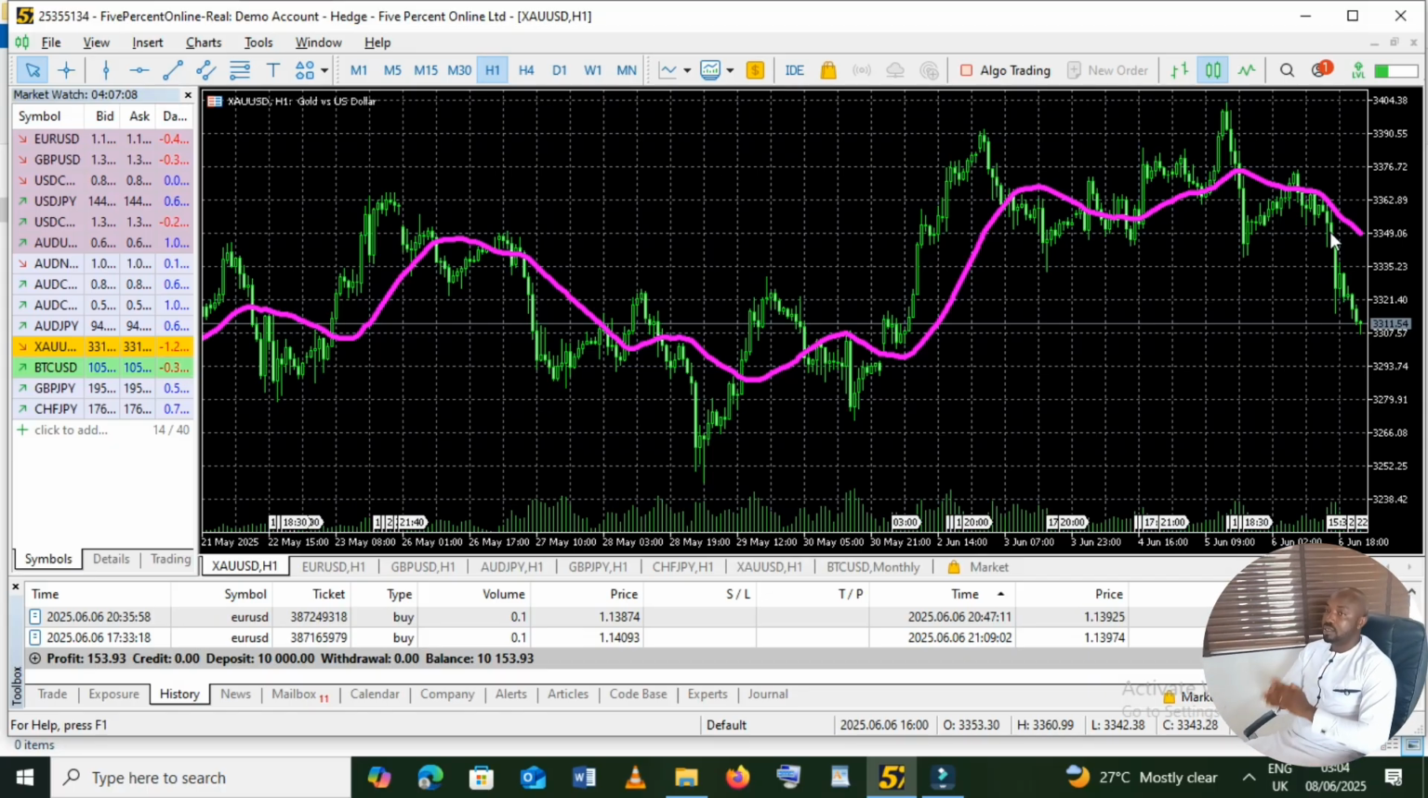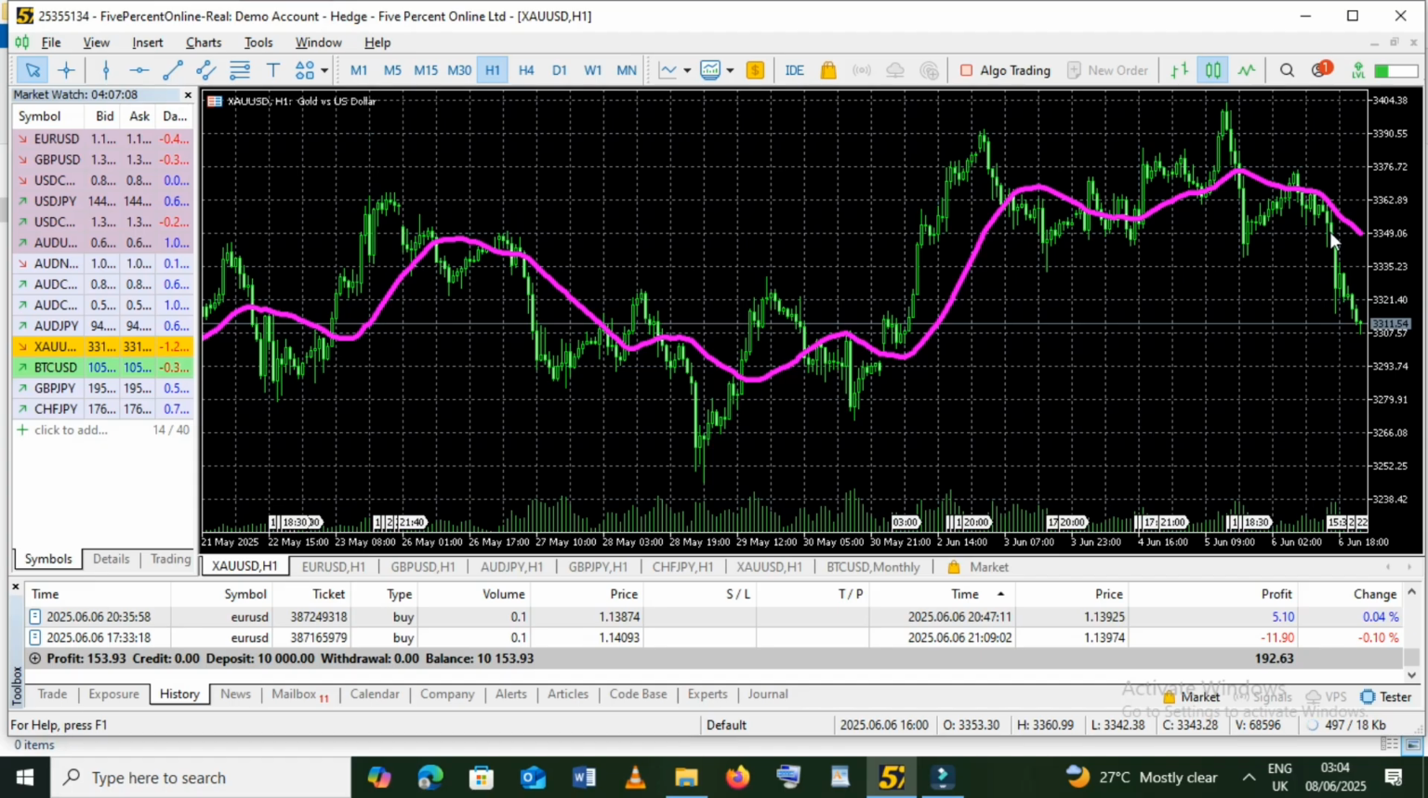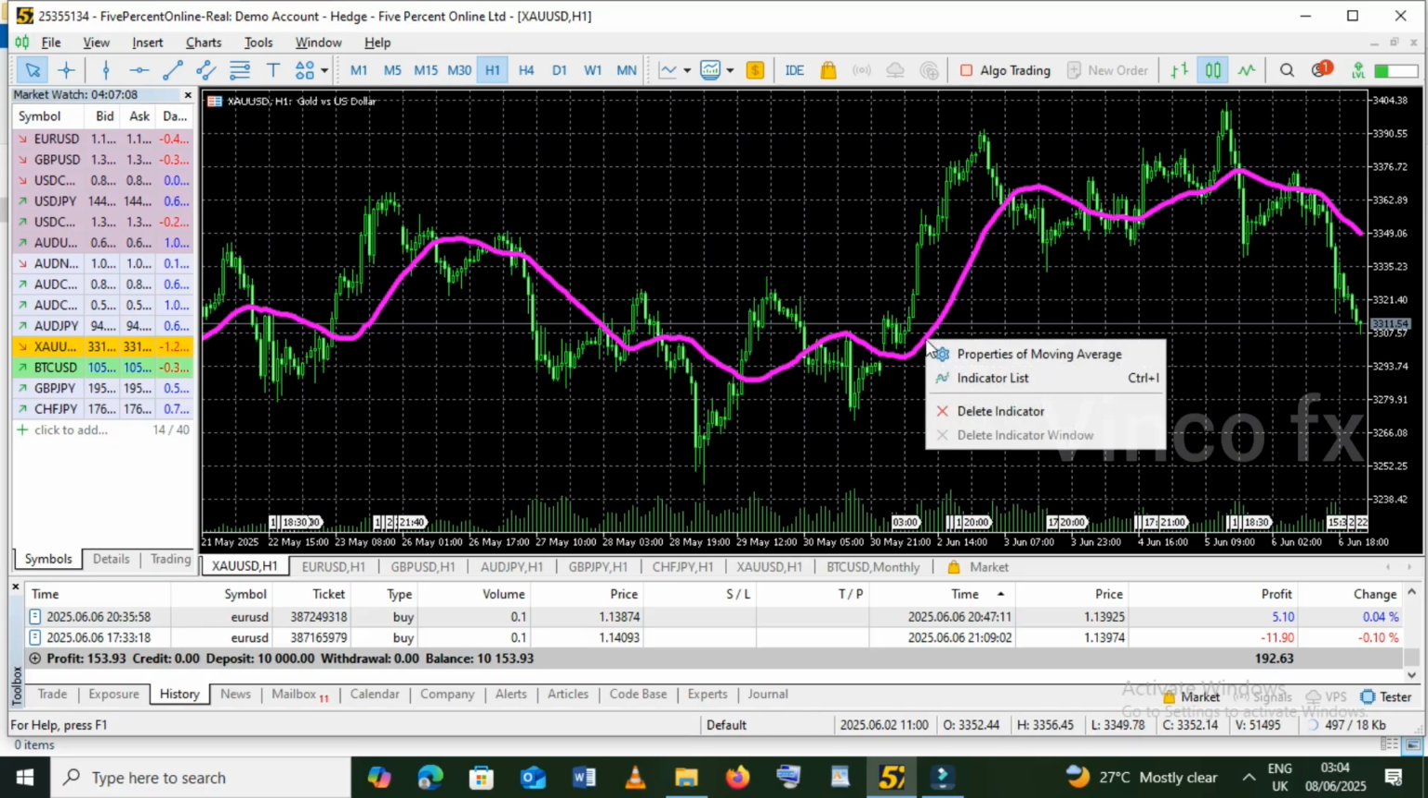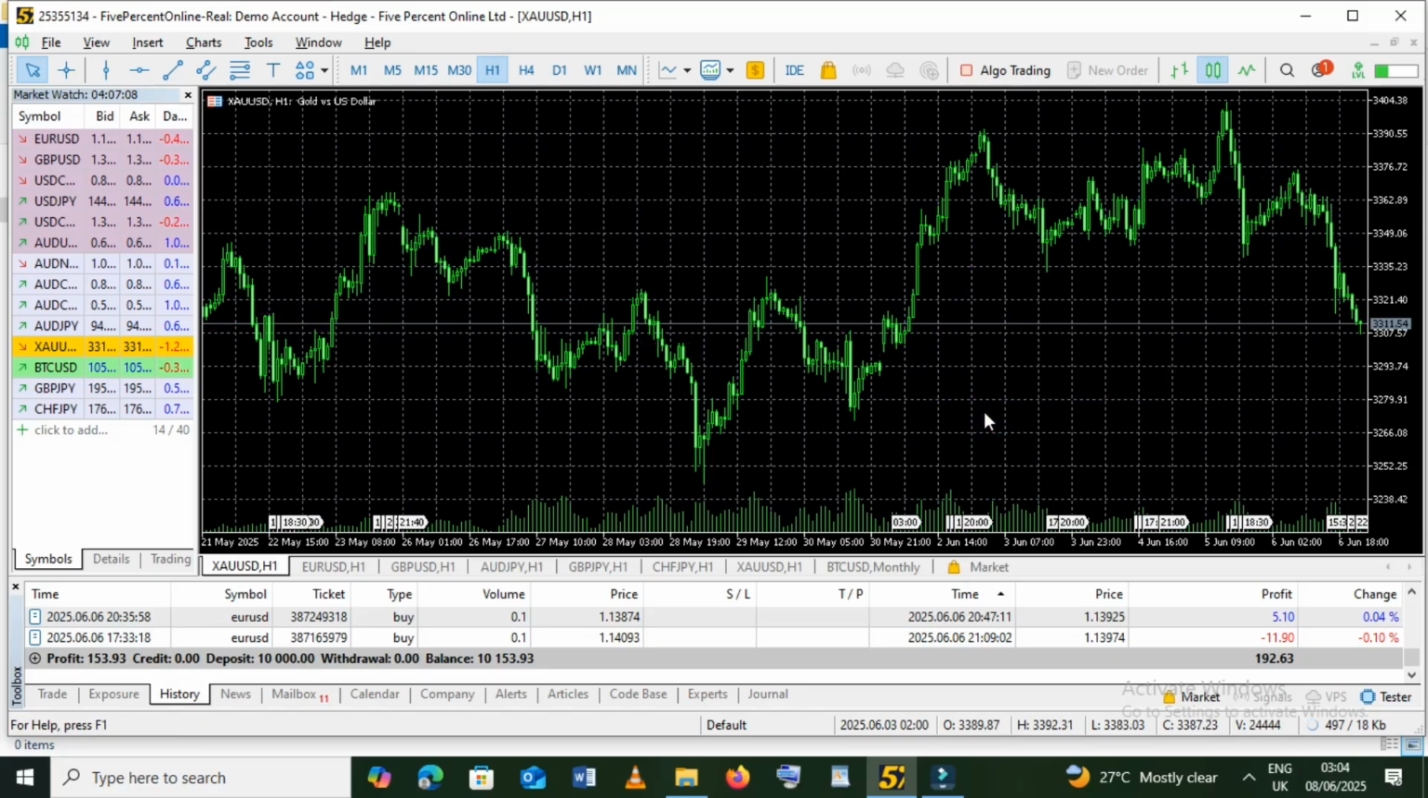Always remember to set your stop loss and take profit where necessary to maintain your risk strategy. So after analyzing using the moving average, you can delete it by right clicking on top of the indicator and clicking on delete. It will go.